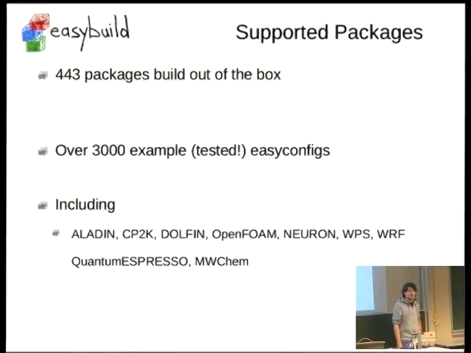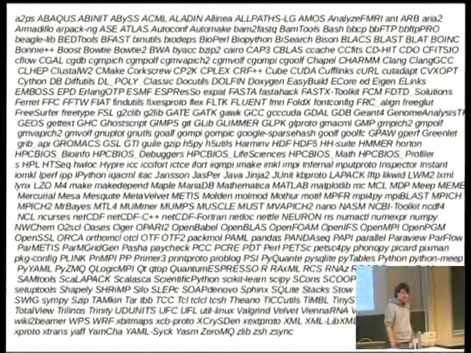443 packages are in our public repository. With over 3,000 easy configs, so with a lot of different versions, a lot of different toolchains. This includes a few very hard to build software packages if you have to install them yourself. Last year as well, I made a list of all the packages that were in there. Then it was readable. There were about 150, so in 1 year's time, we got another 300.